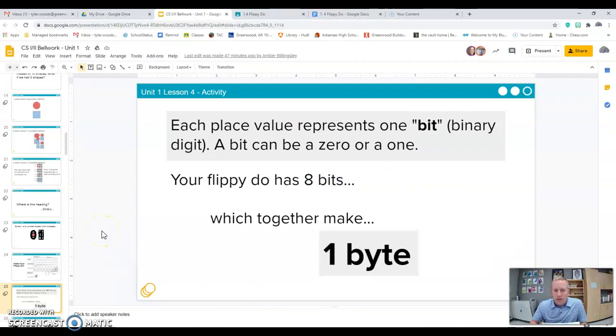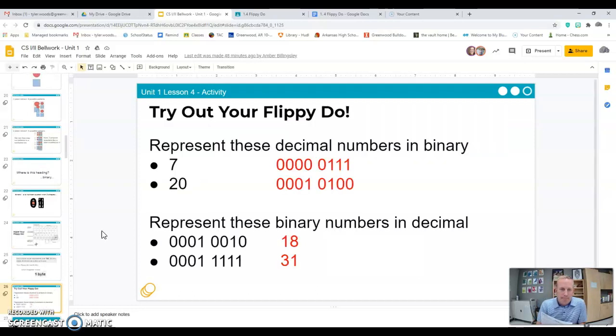Before we go, you guys need to know that each one of these numbers, either a 1 or a 0, is called a bit. And 8 of these, which is all the 8 that are on our little Flippy Do chart, make up a byte. So 8 bits make up 1 byte. You're going to need to know what bits are. So each number, each zero or one, is a bit. And we've got the answers here already.